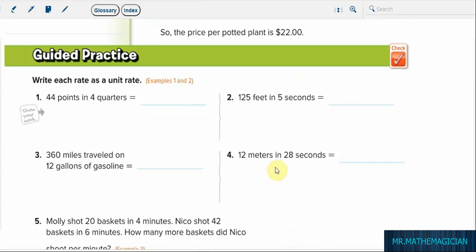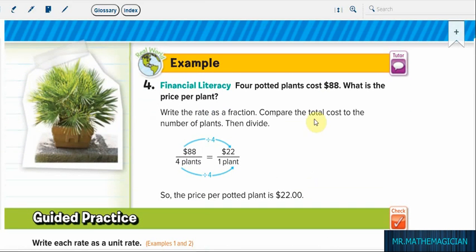The same as this example. 4 potted plants cost $88. What is the price per plant? So we put the price up, $88 over 4 plants. We can divide by 4 up and down because we need to divide by the number in the denominator. 88 divided by 4 will give you 22. 4 divided by 4 will give you 1. So the price per potted plant is $22.